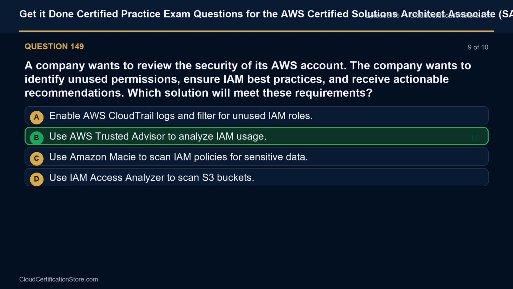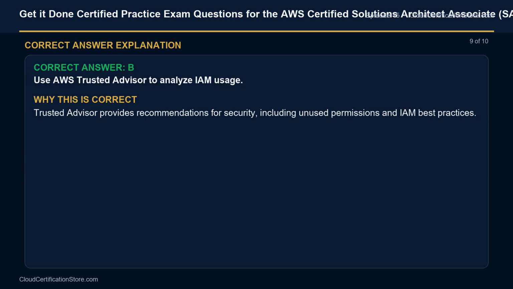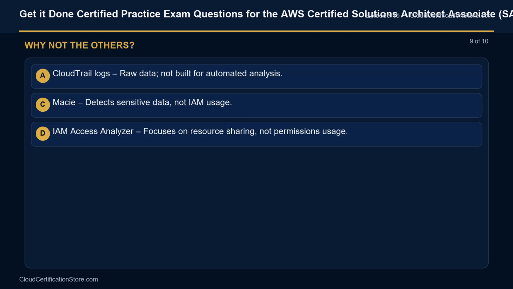The correct answer is B. Use AWS Trusted Advisor to analyze IAM usage. Explanation. Trusted Advisor provides recommendations for security, including unused permissions and IAM best practices. Why not option A? CloudTrail logs raw data, not built for automated analysis. Why not option C? Macie detects sensitive data, not IAM usage. Why not option D? IAM Access Analyzer focuses on resource sharing, not permissions usage.